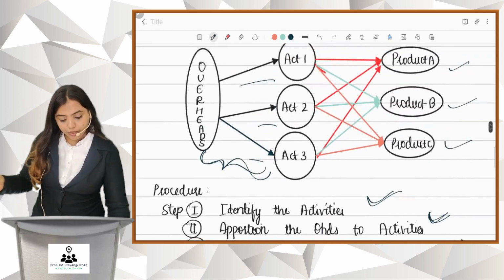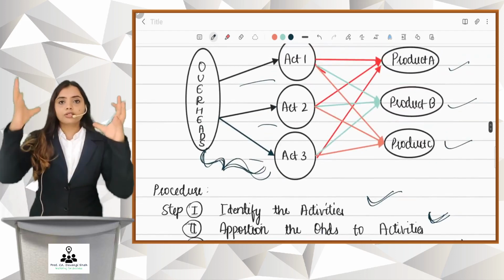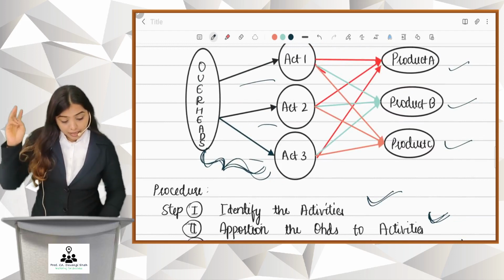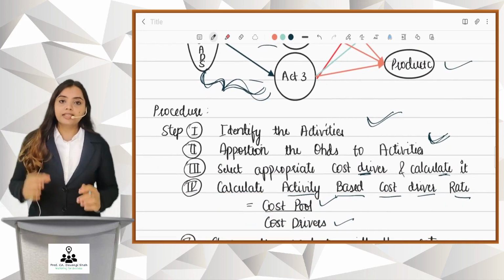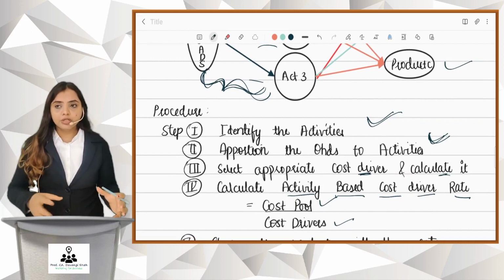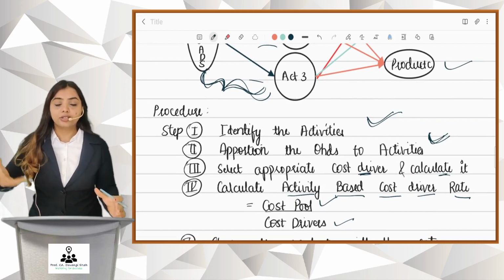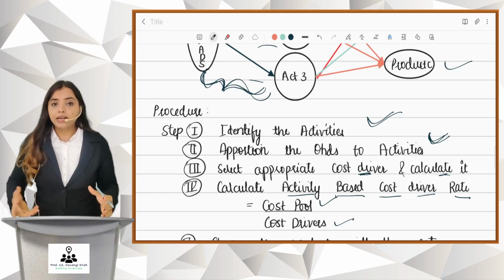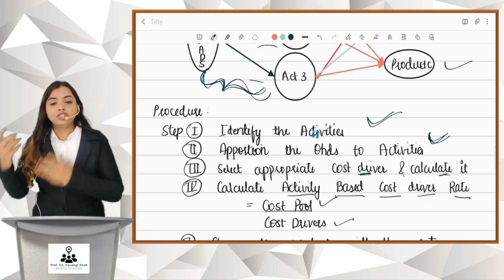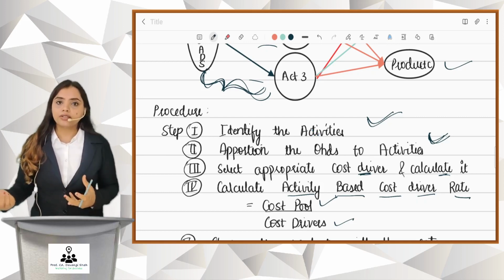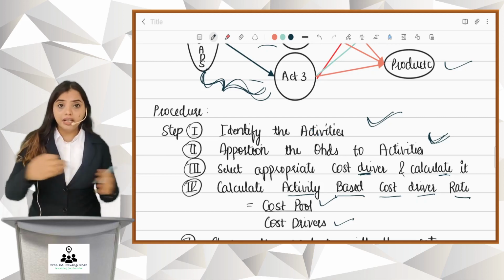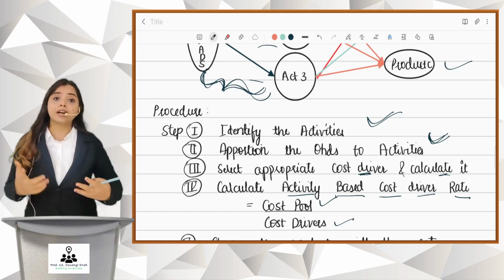So basically, we are doing this now. Overhead cost of activities is computed. Then the third step is we select the appropriate cost driver. For example, if it is a bank having an ATM service, the number of ATM transactions is the driver. Right? If there is some machine work, machine hours is the cost driver. If there is some labor work, labor hours is the cost driver. If there is some delivery work, number of kilometers becomes the cost driver.